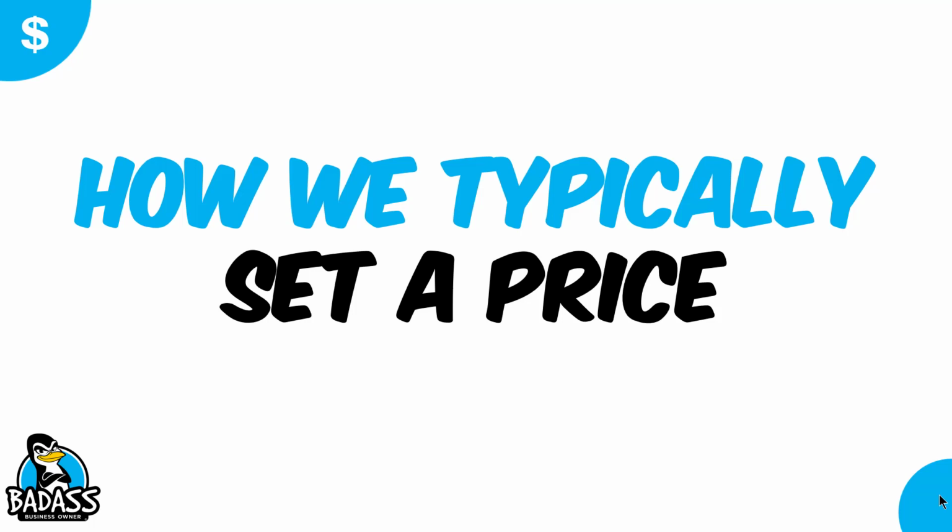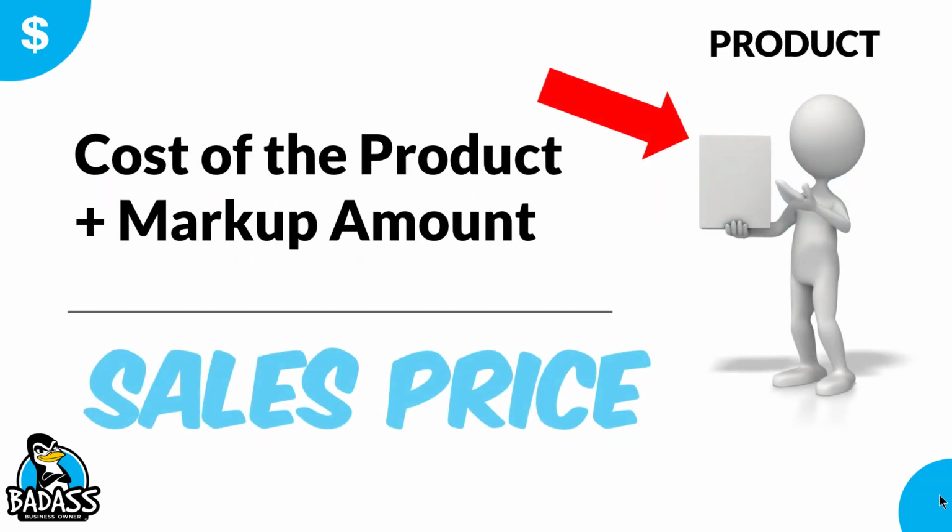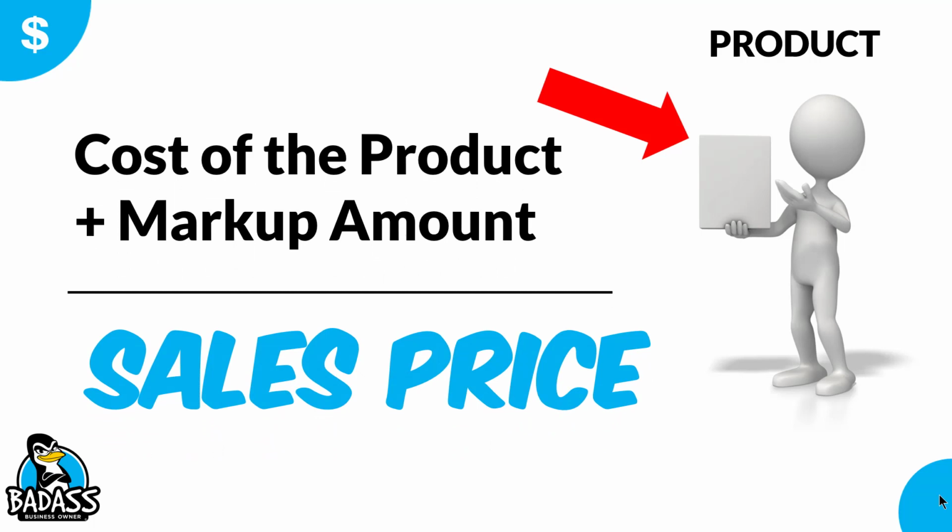And today we're going to be talking about how we set our pricing and how markup relates to that. So let's look first at how we typically do this. Well, you're either going to be selling products or you're going to be having services. So if you have a product, typically what you do is you take the product that you're going to sell and you've got the cost of that product. And then what you're going to do is add a markup amount to it. And that's how you're going to come up with your sales price.